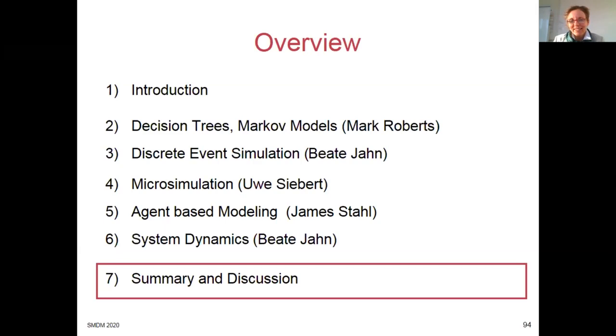I just have a question from Randall saying, what are good resources for beginners? I say number one, take the SMDM courses on each of these modeling methods. That's a really good way to get started on each of these methods. Taking a full course on them with knowledgeable teachers is very helpful in terms of getting started.